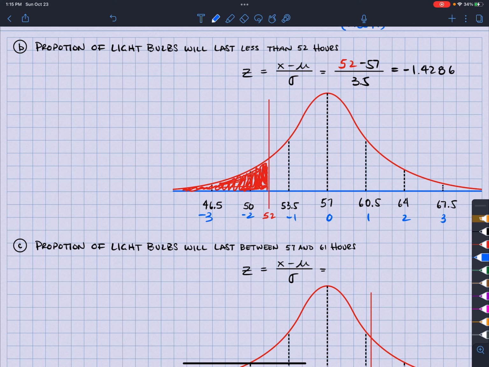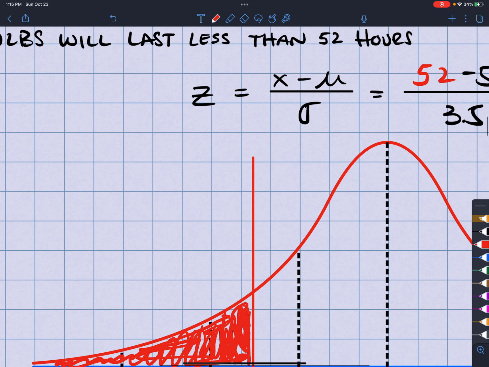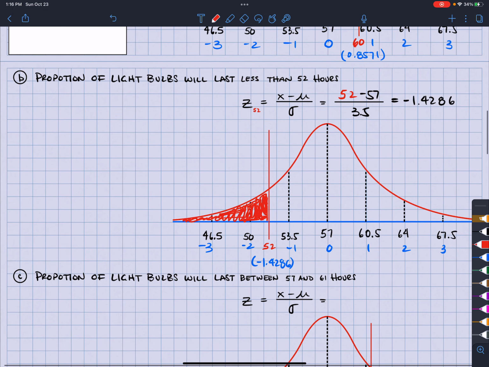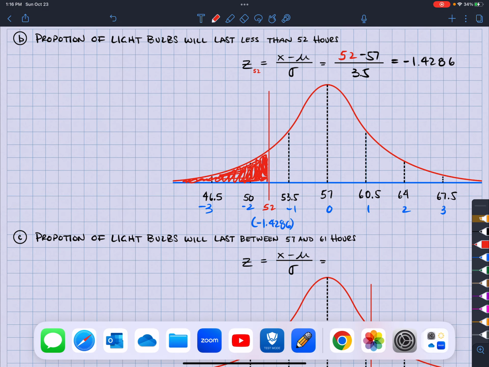Does this look like about negative 1.4286? Absolutely. It's between negative 1 and negative 2 and somewhat close to the middle. Makes sense. So we're good right there. So again, this would be the z-score of that 52. With that said, let's go ahead and type this into our TI.